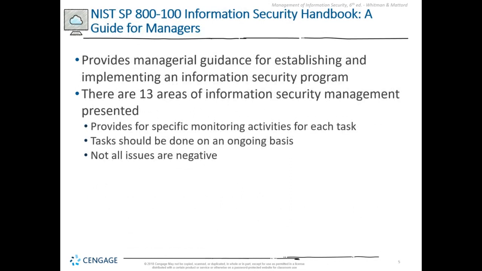One we're going to look at is the NIST SP 800-100, the Information Security Handbook, a guide for managers. This provides managerial guidance for establishing and implementing an information security program. Now, with this, there are 13 areas of information security management that are presented. What they do is they provide specific monitoring activities for each task. The tasks are something that should be done on an ongoing basis. And keep in mind, not all issues are negative.